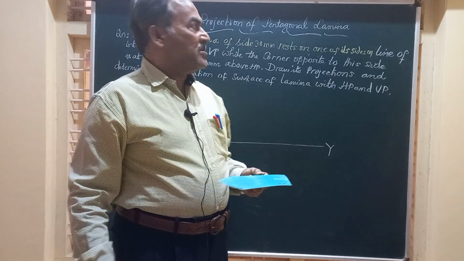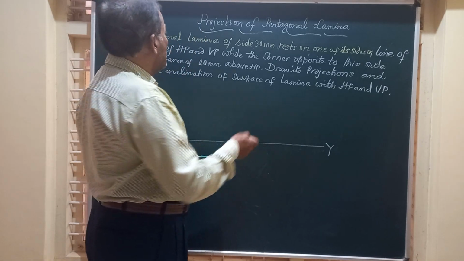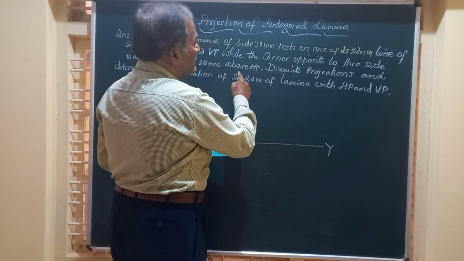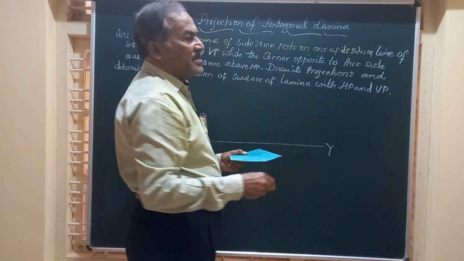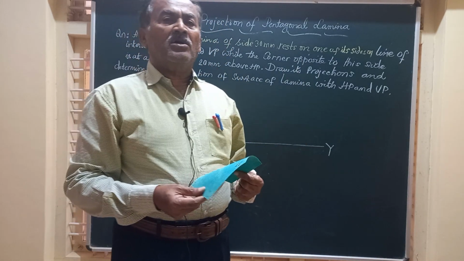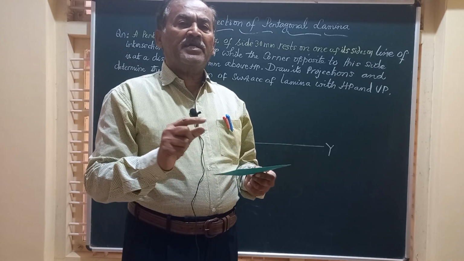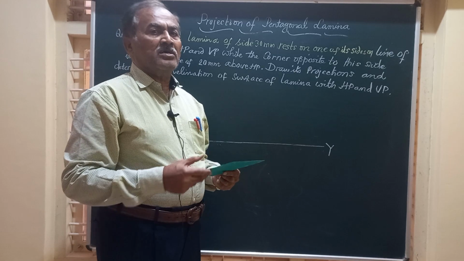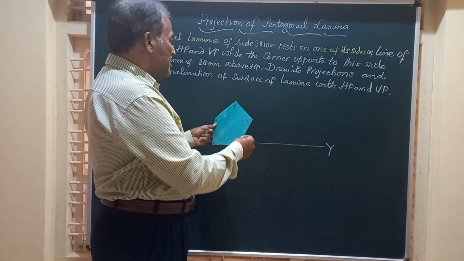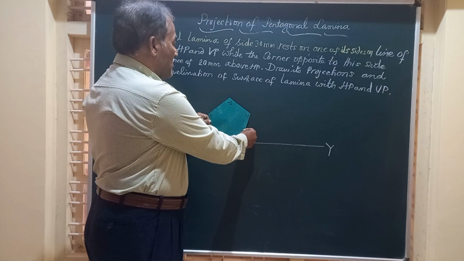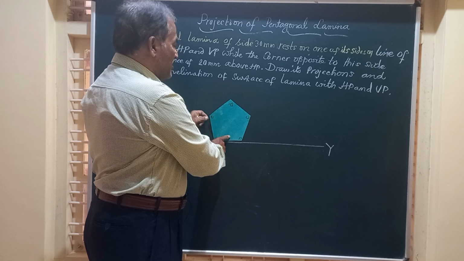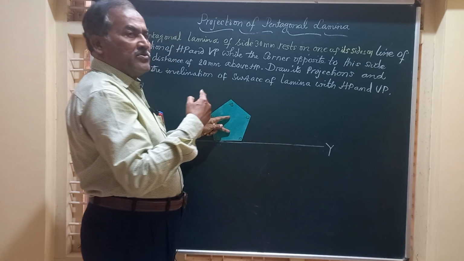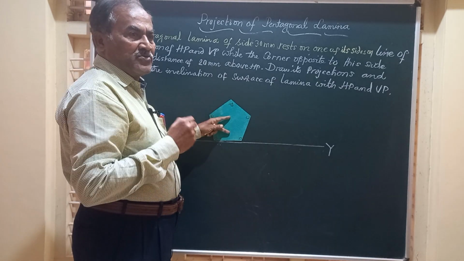Friends, in the question he says the lamina has got a side of 30 mm resting on one of its sides on the line of intersection. That is to say, one of the sides having 30 mm size is resting on XY. So I keep the lamina with one of the sides on XY, obtain its top, front and end views.